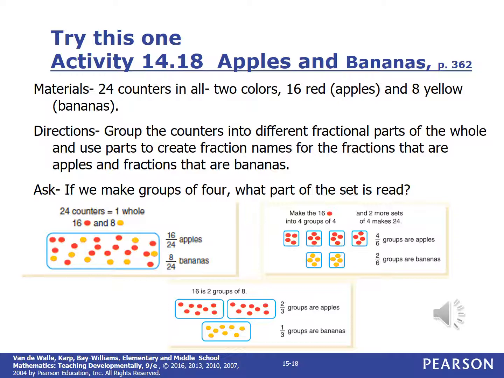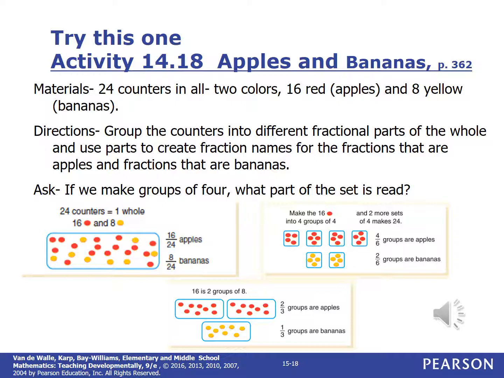And again, you're expressing it to the whole. So you might ask them first, okay, write a fraction expressing how many apples there are to total fruit and how many bananas there are to total fruit. And they might write 16/24ths and then 8/24ths. And then you could say, all right, how about you make groups of 4 within each set of fruit. So the students might realize, okay, I can make 4 sets of 4 apples and 2 sets of 4 bananas.